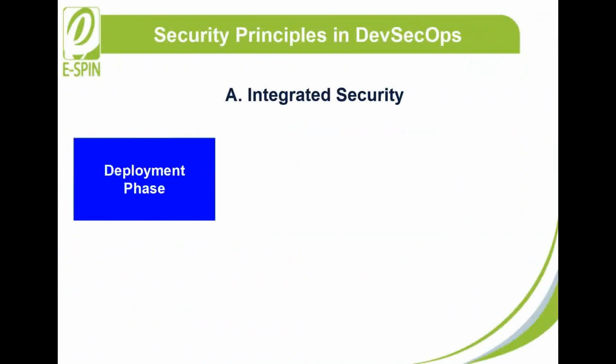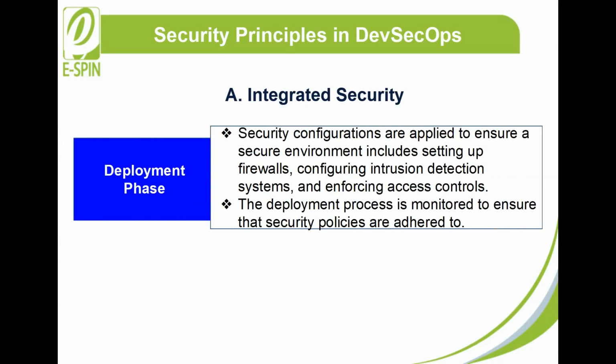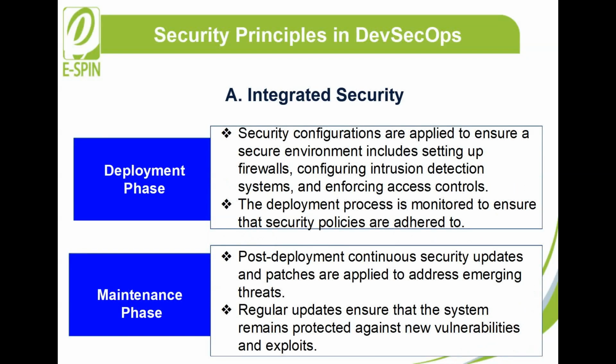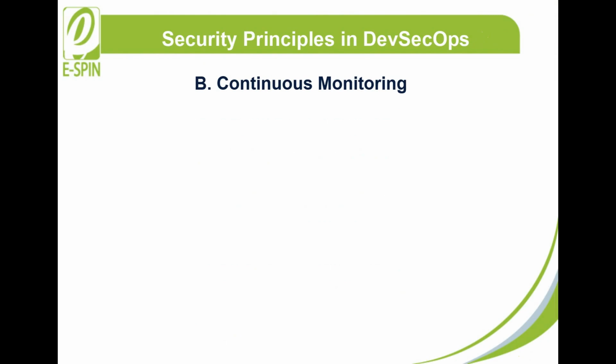The fifth phase is the deployment phase. During deployment, security configurations are applied to ensure a secure environment. This includes setting up firewalls, configuring intrusion detection systems, and enforcing access controls. The deployment process is monitored to ensure that security policies are adhered to. The sixth phase is the maintenance phase. The maintenance phase includes post-deployment continuous security updates and continuous monitoring.